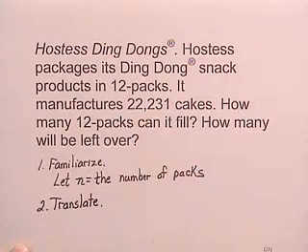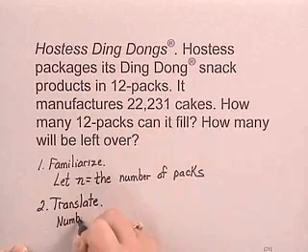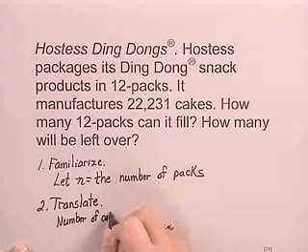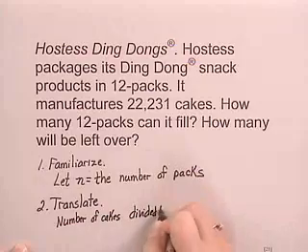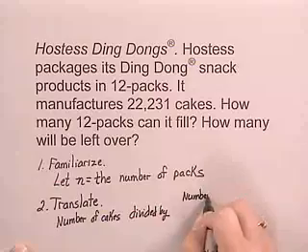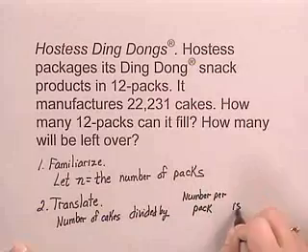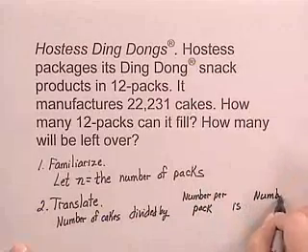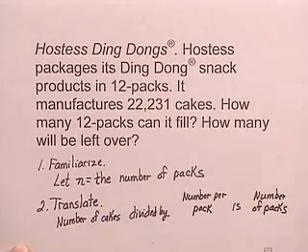To translate the problem, we want to think of this, first of all, in words. We're looking at the number of cakes divided by the number in each package, or the number in each pack, and that is the number of packs that we're going to get. That's very helpful to write that out in English in this way because now it translates directly to math.